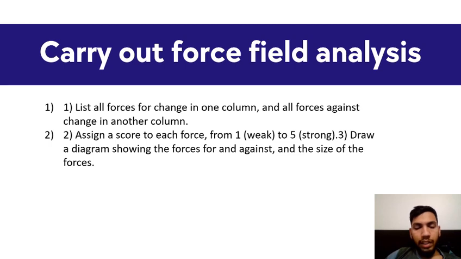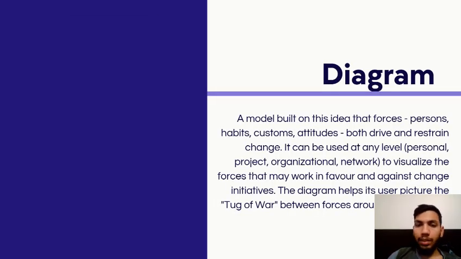The next one is carrying out force field analysis. To carry out force field analysis, we need to list all the forces for the change in one column and all forces against change in another column. We need to assign a score to each force from weak 1 to strong 5, and we need to draw a diagram to show the forces for and against and the size of the forces. The model is built on the idea that forces such as persons, habits, customs, and attitudes both drive and restrain change.